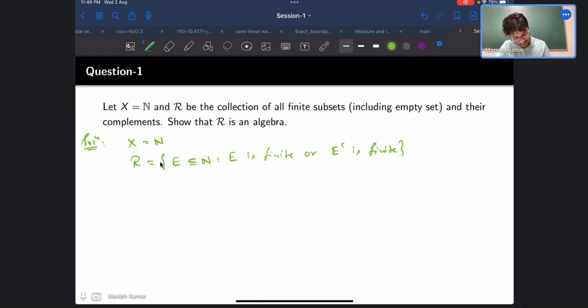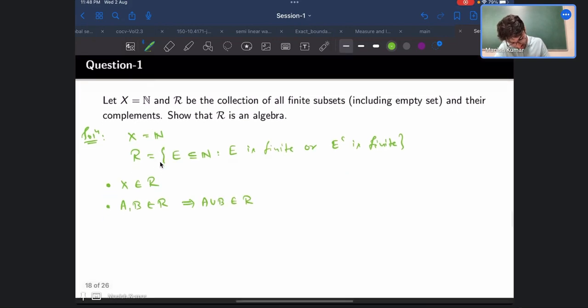Okay, so you have to check that this R is an algebra. What we need to make sure, the first thing, is that X should belong to R. This is the first property of algebra. The second one is that if A, B belong to R, this should imply A union B belong to R. Right? This is the second property. The third property says that if A, B belong to R, then A minus B should belong to R. Okay, this is the third property.